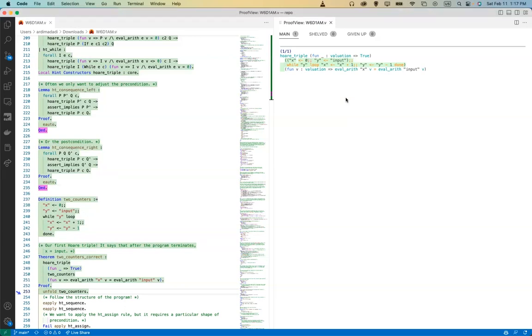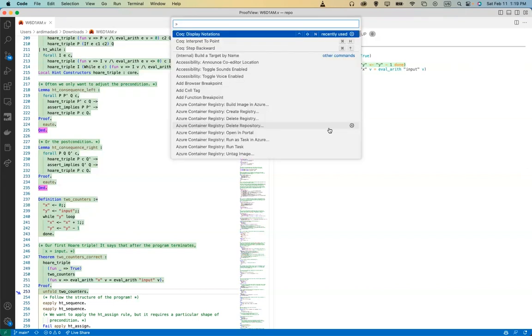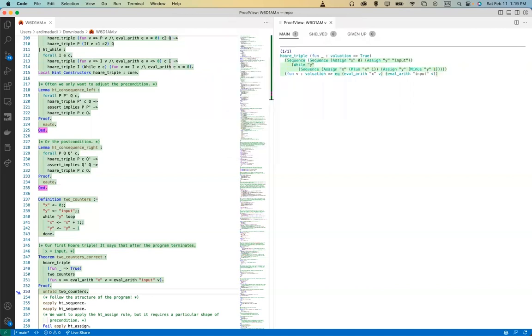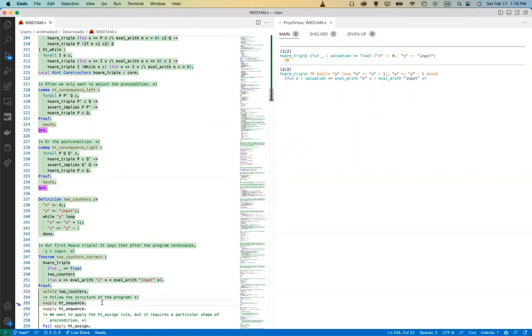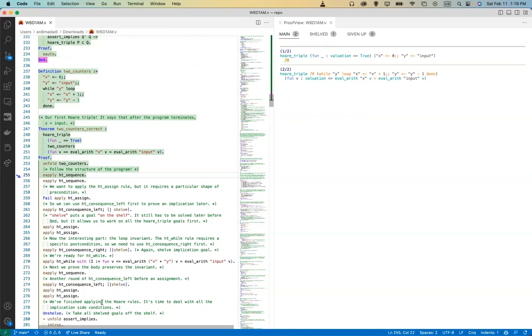So the root AST node in this program is the sequence operator. But if that's not immediately visible to you, there's a trick. We can make Coq display notations. And that makes it pretty obvious that the root AST node is sequence. So we go ahead and apply the sequence rule here, which spits out 2 sub-goals for us to work on.